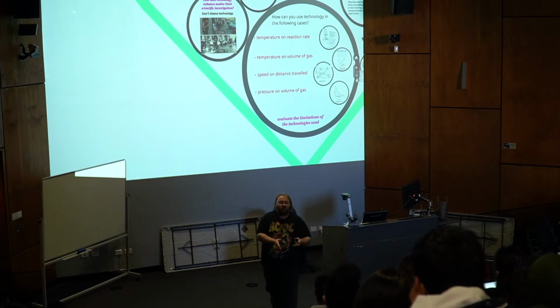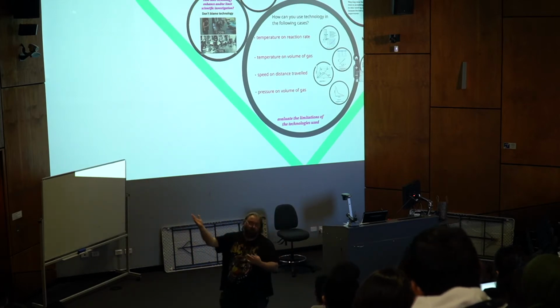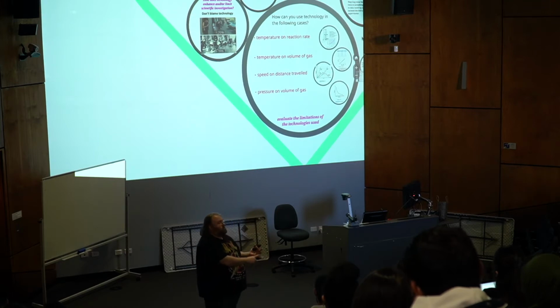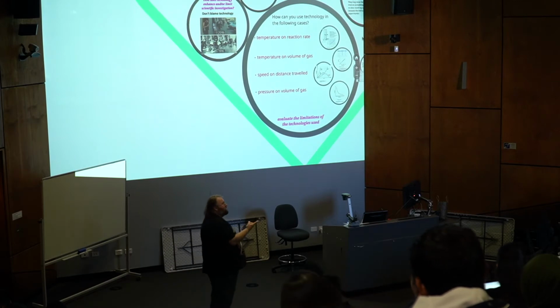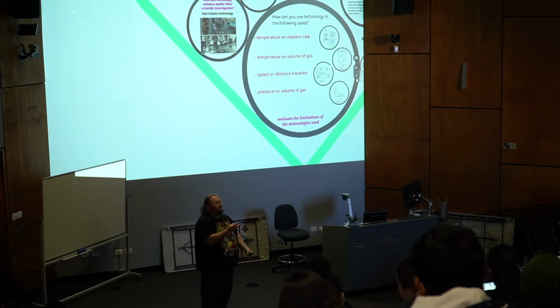You've got to remember, technology doesn't mean high-end computer stuff. It can mean a ruler. A ruler is a piece of technology. You're probably counting 1 Mississippi, 2 Mississippi, 3 Mississippi. That's a bit of technology.